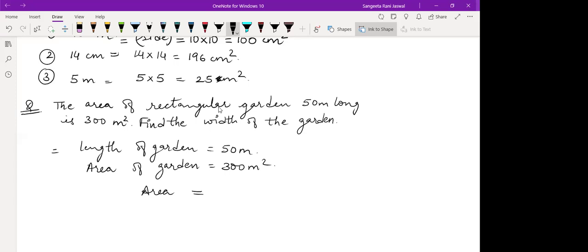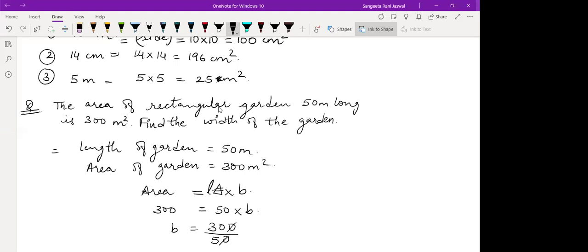Ma'am, area of a rectangle is given as length into breadth. We will apply the formula. Yes, ma'am. Okay, length into the breadth, and then 300 is equal to 50 multiplied by width, breadth. So breadth will be what? 300 by 50. So there is a 0 in the denominator, so we can cancel one zero.